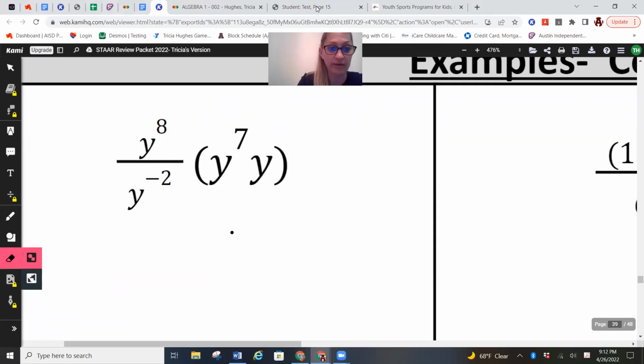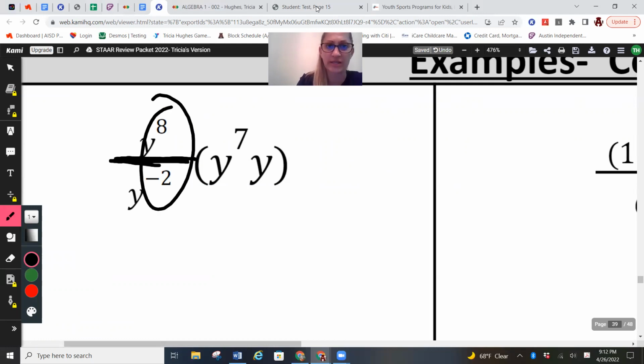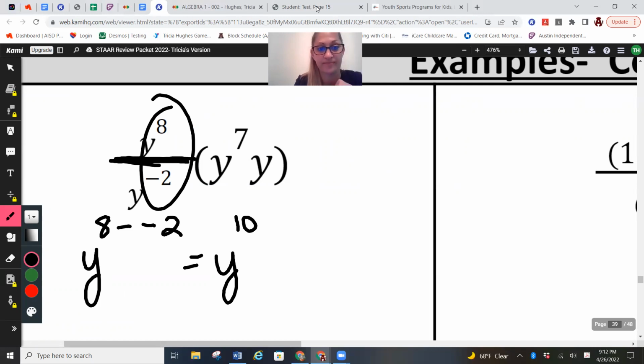Another way I could do it, Coach, didn't you say if it was dividing, you subtract exponents? Sure. What is an 8 minus a negative 2? It's the same answer. 10. Doesn't matter how you do it, as long as you do what you need to do correctly. So I'm going to leave that answer there.